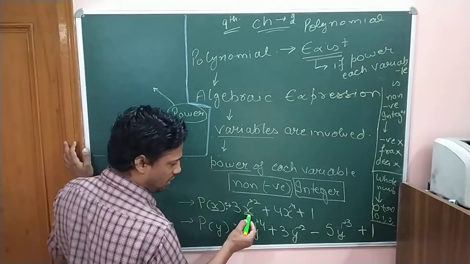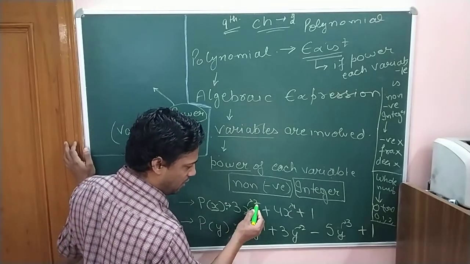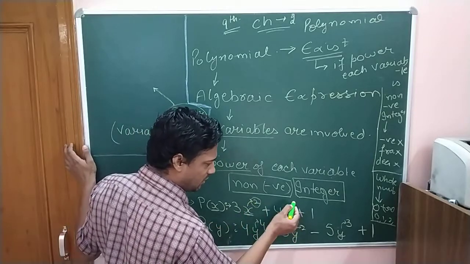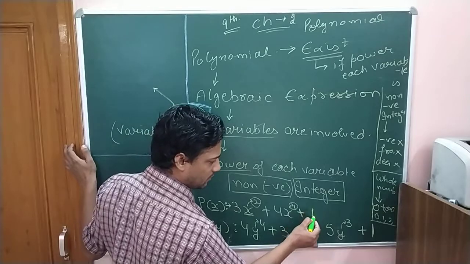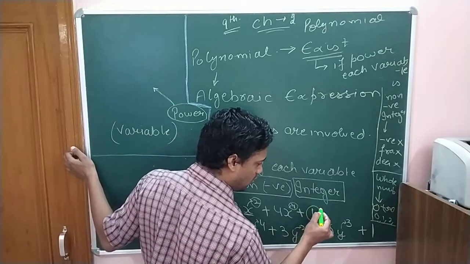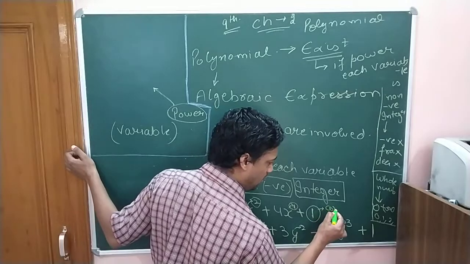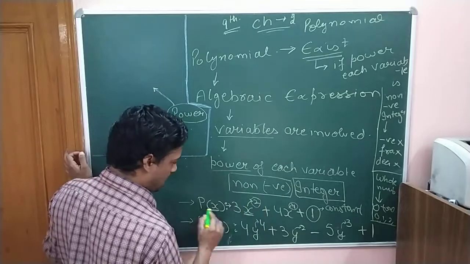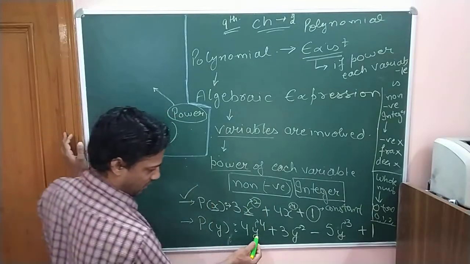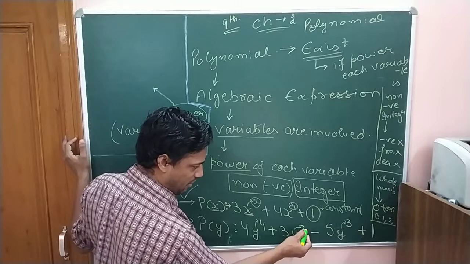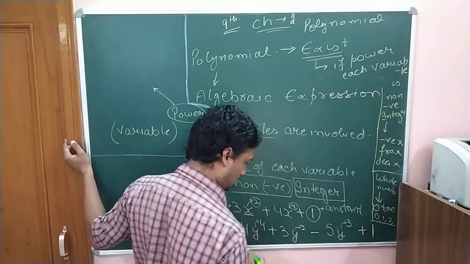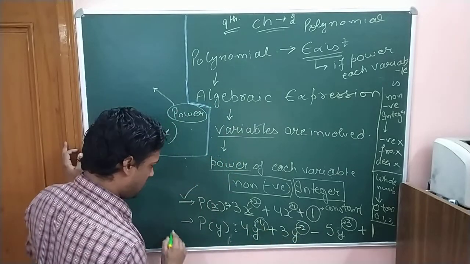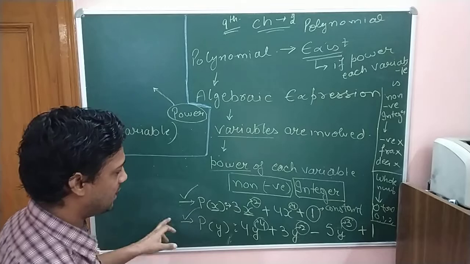You can easily see here the variable x. What is the power? 2. Here the x variable has power 1. It's a positive integer. Where there is no variable, it's called a constant. Hence all the variables have a positive integer power, hence it is a polynomial here. The y variable has power 4, power 2, power 3. All the variables have positive integer powers, so it is also a polynomial.